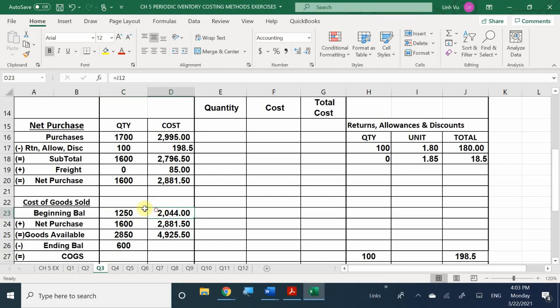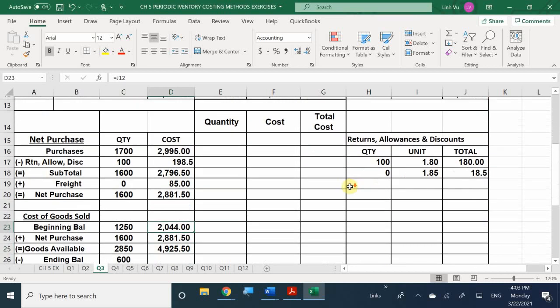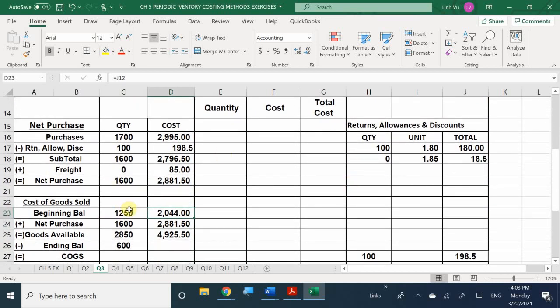Okay. So once again, this came from our top inventory on hand. We copied it down here, 1,250 at 2,044, right? We solved for our net purchases from right above, copied it down here, and then we just added up our totals. That's our goods available. Okay, are you good?